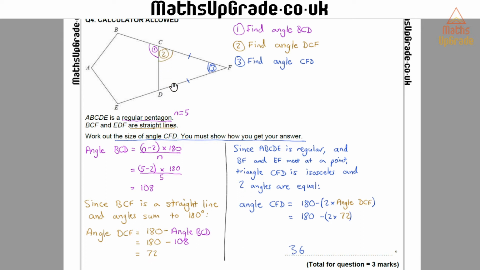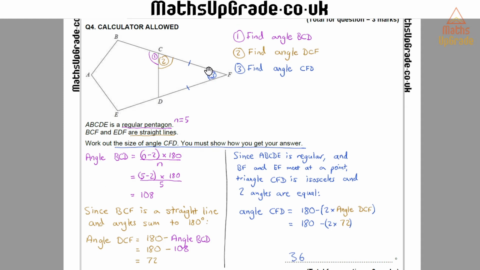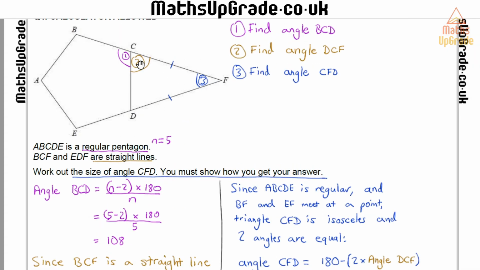So I found that angle there. Now, since these two lines meet at a point, they must be equal. And because they're equal, this forms an isosceles triangle.